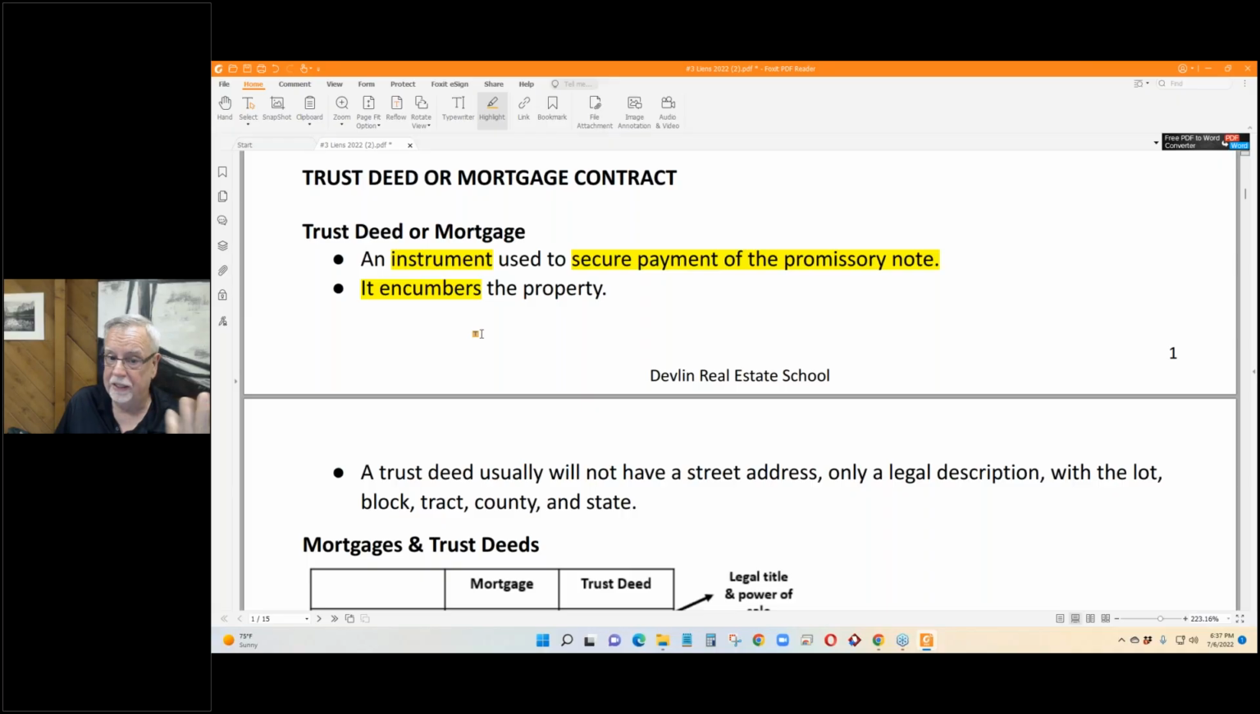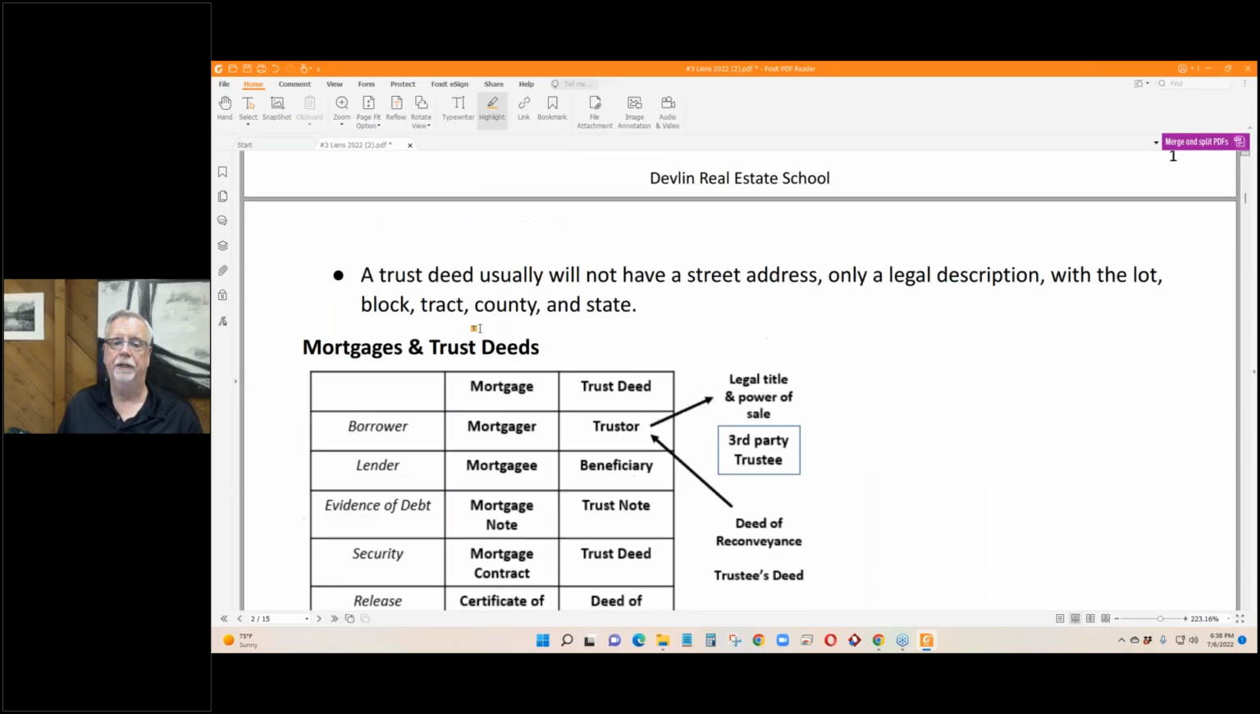I sign an IOU. I promise to pay you back $800,000. I give it to you. That does not put a lien on my property. But if I sign the note and then sign a mortgage, the mortgage is the thing that liens the property. Trust deeds usually don't have street addresses, only a legal description, just a question that was on the state exam.